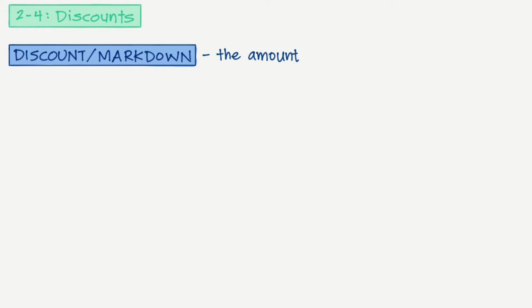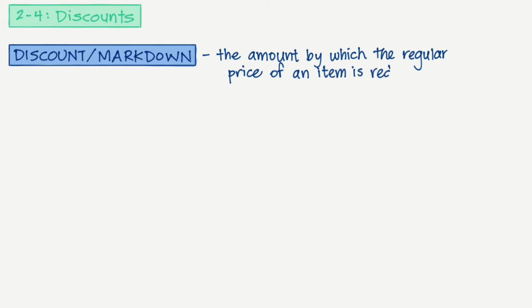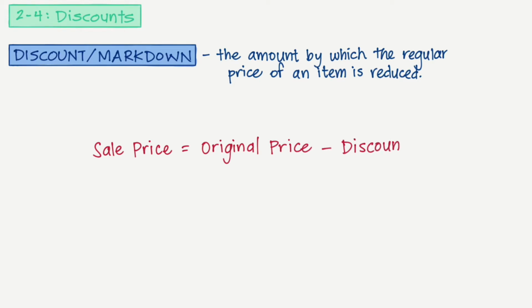And when we're talking about a discount or a markdown instead of a markup, we're talking about the amount by which the regular price of an item is reduced, okay? So you see discounts all the time when you go into different stores or sometimes restaurants if you have a coupon. And so to find the sale price, you're going to subtract two different parts: the original price, and then you're going to subtract the discount from that.